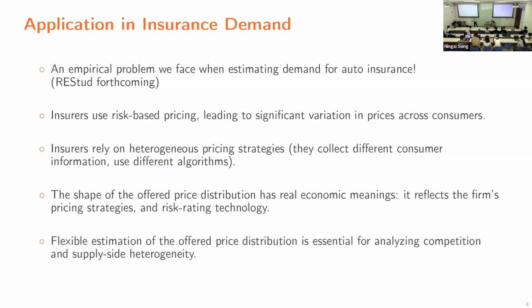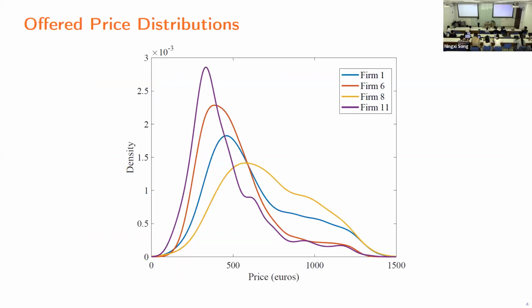So allowing for non-parametric estimation is critical. And here, we use the method proposed by this econometrics paper to recover the offer price distribution for the four firms I plotted over here. You can see that there is a lot of heterogeneity. These distributions vary in mean, variance, skewness, and whatever parametric structure you impose on these distributions, you are sure to miss many fine details in the distribution.